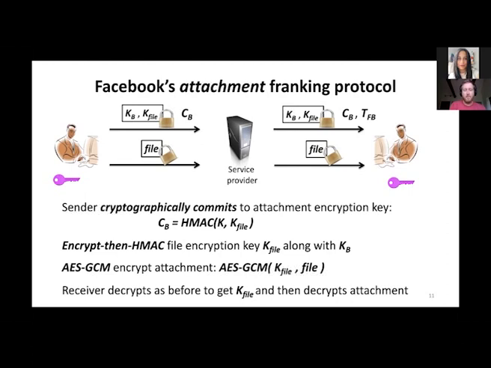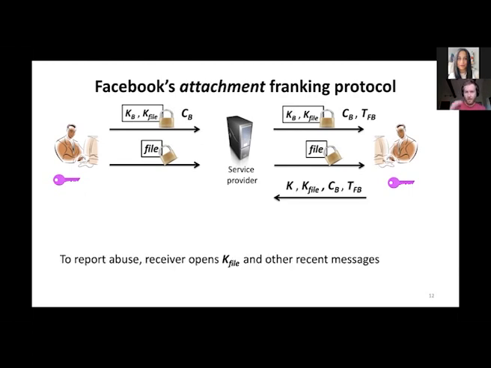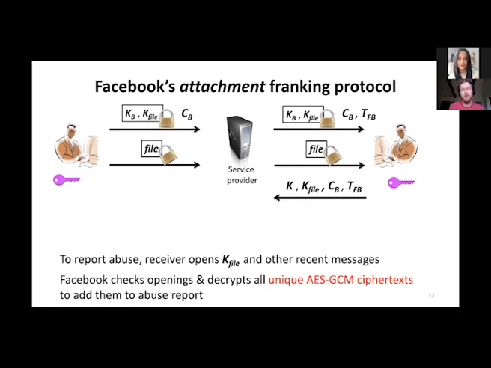And what this means, though, is that there's a gap between the encryption that's being used and the commitment that's being used for the key, K file, and for the actual file contents. We'll get back to that, that's important, and exploit that in the attack in a moment. So to report abuse, the receiver opens K file as before, and other recent messages actually at the same time. And Facebook ends up checking the openings and then decrypts all unique AES-GCM ciphertexts that are submitted in this report. So they actually bundle all the recent submissions sent, and look for ciphertexts that are attachments and then decrypt them and put them in the report.